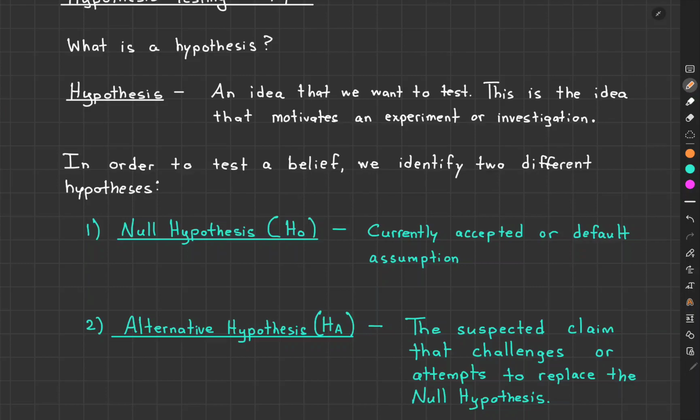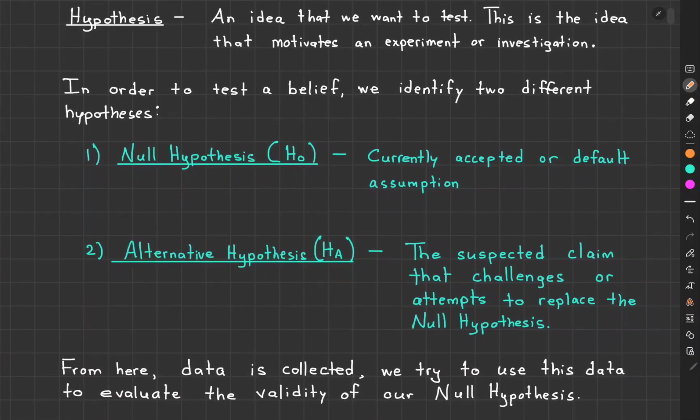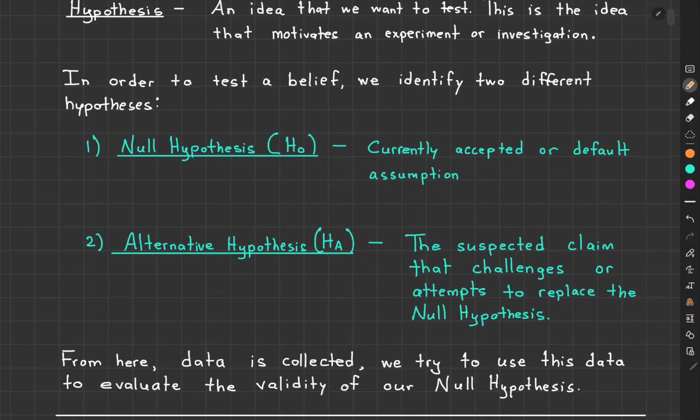The second is your alternative hypothesis. This is denoted by H sub A. This is your suspected claim that challenges or attempts to replace your null hypothesis. Okay, so this is like your uprooting sort of belief. So once you've defined clearly what both of these are, you go out and collect data, and then you're going to use that data to evaluate the validity of your null hypothesis.